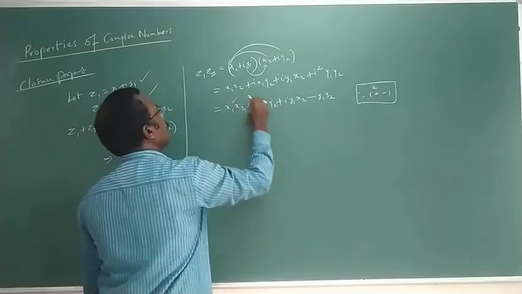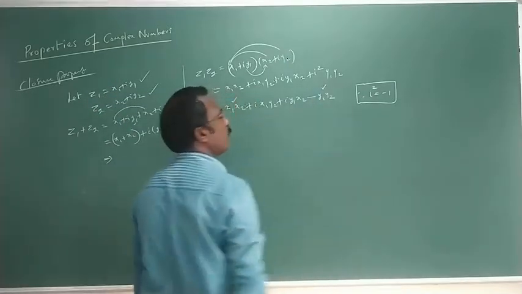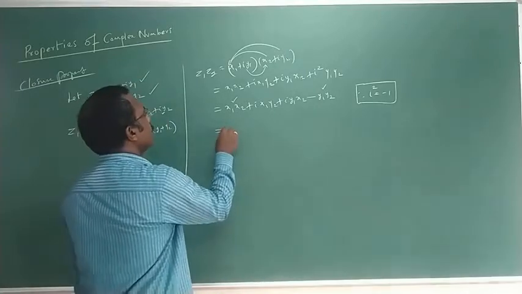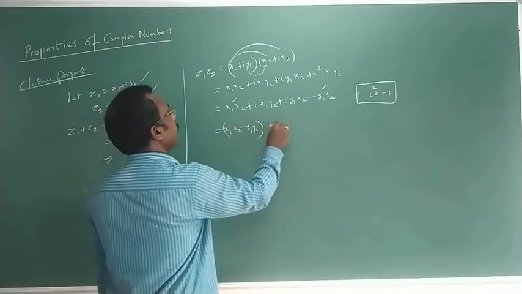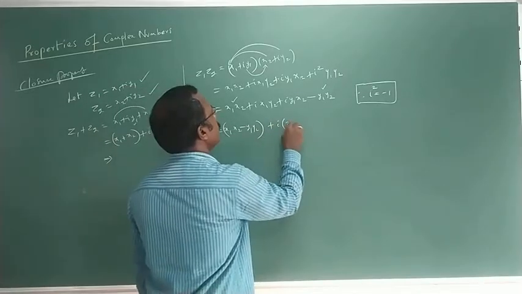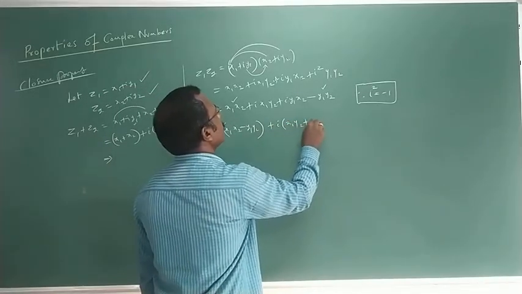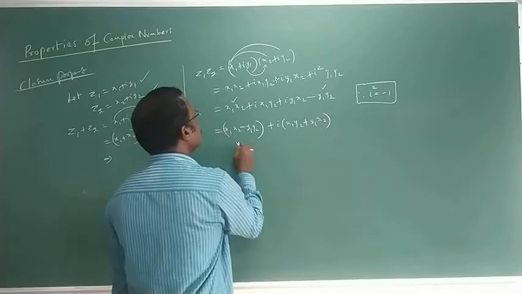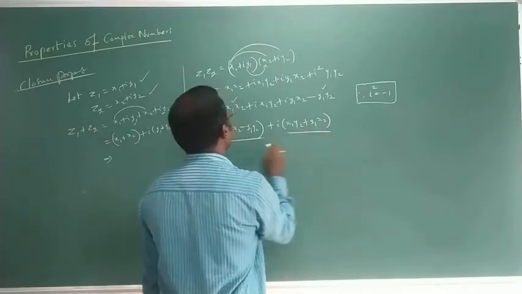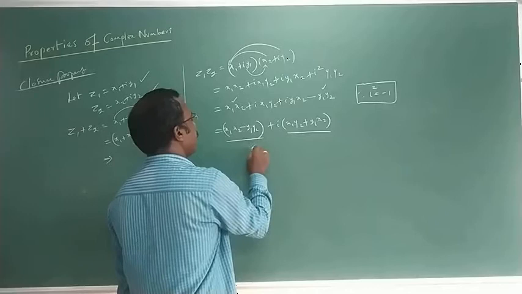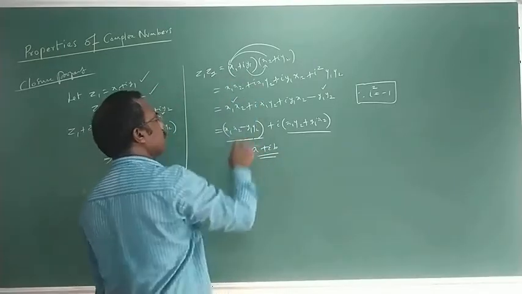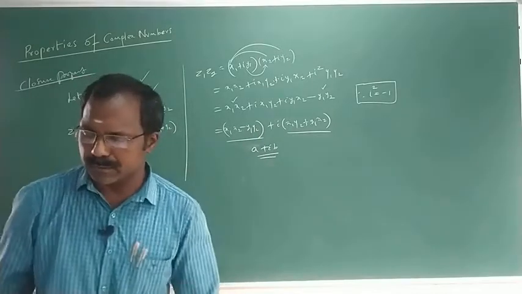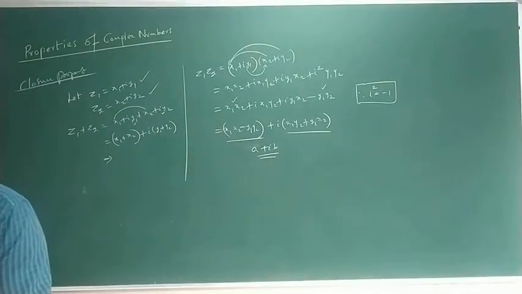So the real part is x1 x2 minus y1 y2, plus i taking common from these two, x1 y2 plus y1 x2. So this is also of the form x plus iy or a plus ib. So the product of two complex numbers is also a complex number. This is one of the properties of complex numbers.